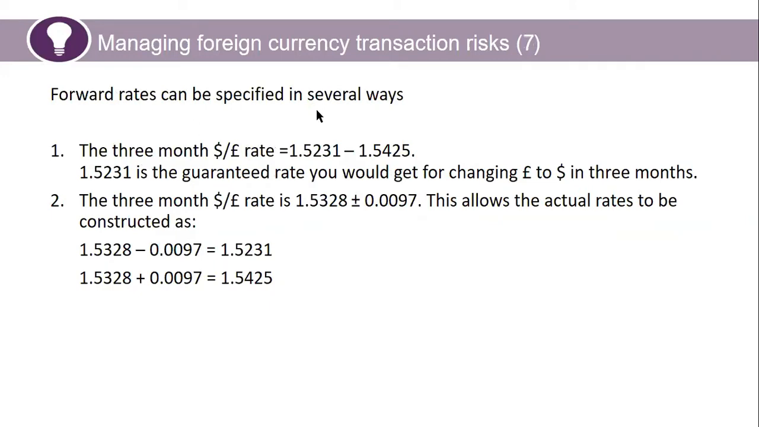So forward rates can be specified in several ways. The 3-month dollar to pound rate is 1.5231 to 1.5425.